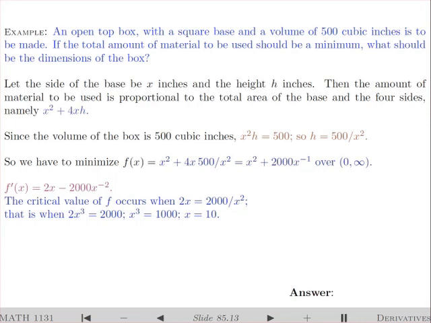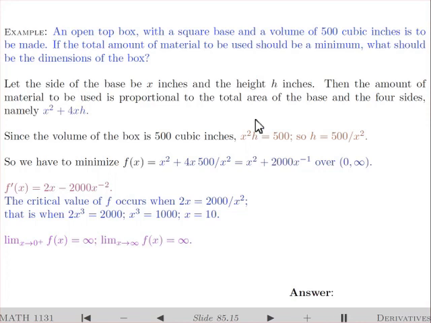You can do the second derivative test or the first derivative test, but we'll use the alternate approach. It's rather obvious that this function f of x has limit infinity both at 0 and infinity. Because as x approaches 0, 2000 x power negative 1, or 2000 over x, will go to infinity, at least if x is positive. As x goes to infinity, x squared goes to infinity.